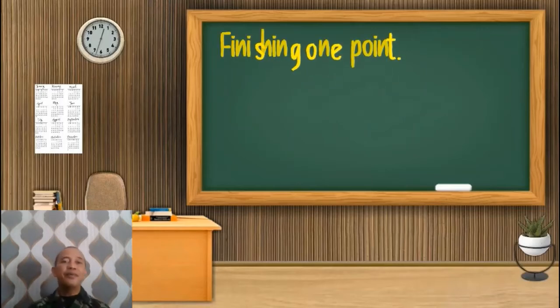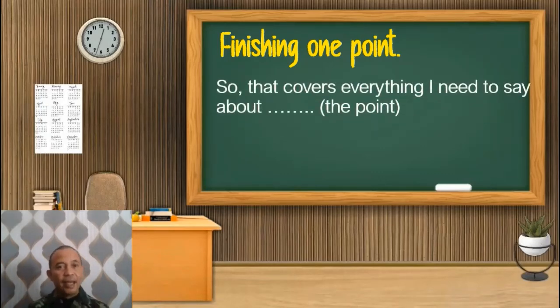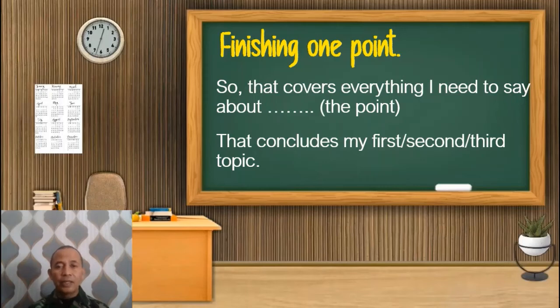And then, before you move on, after you finish one point, you also need to give a sign to the audience that you have finished the first point already. To do that, you can say, so that covers everything I need to say about, and then mention the point that you have told the audience. Or you can say, that concludes my first topic. If it is the second topic, then you can say my second topic. So you also need to adjust the expressions based on the situation you are dealing with.